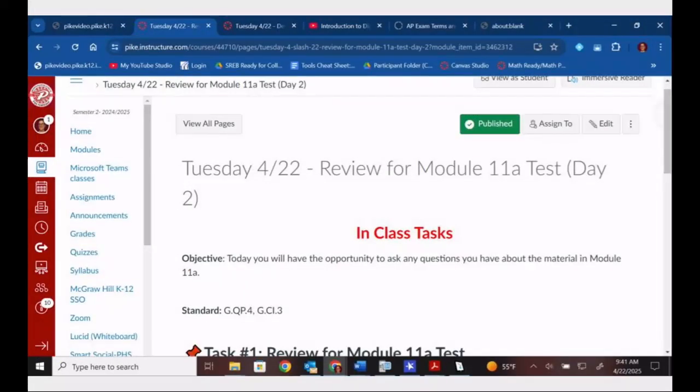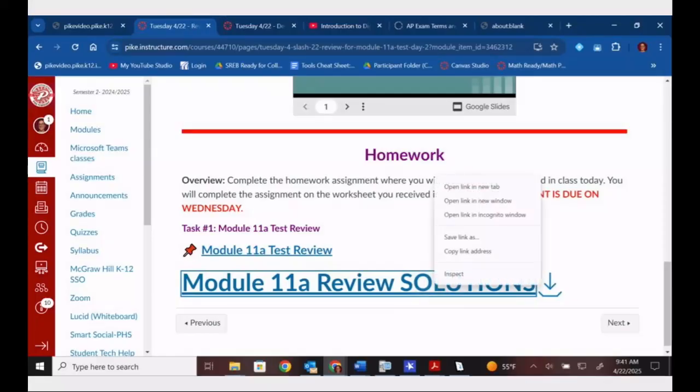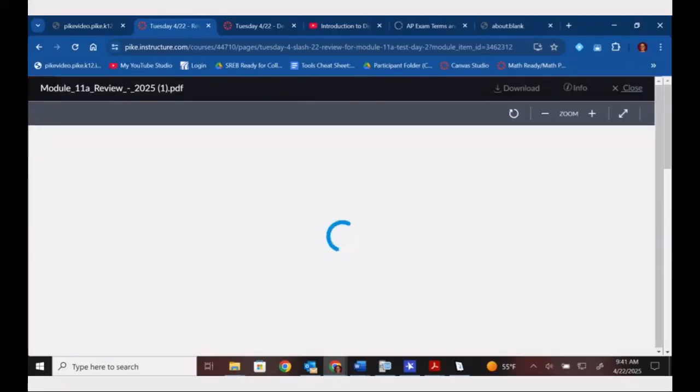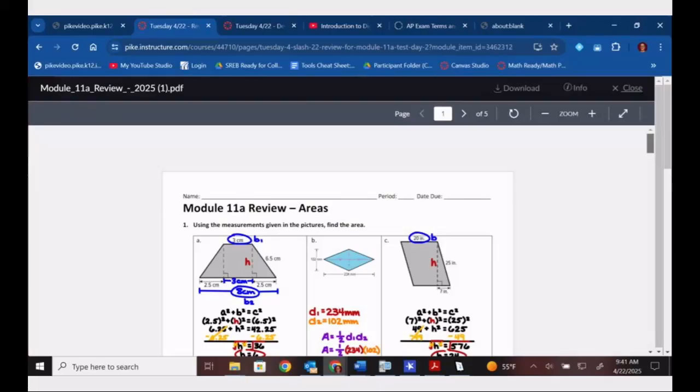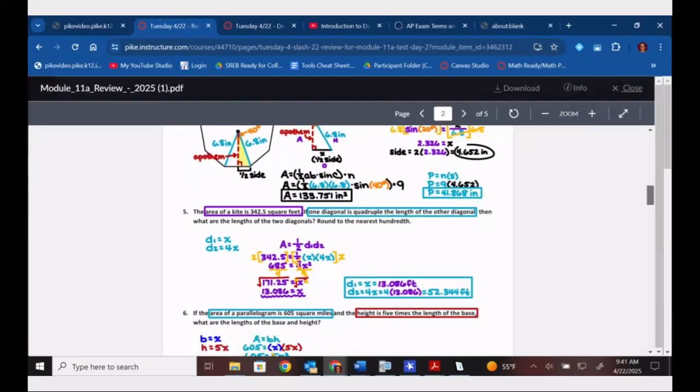On today's Canvas page, if you look at Tuesday 422 and you scroll all the way to the very, very, very bottom, this is where the Module 11A Review Solutions can be found. If you click on this, it will open up a PDF that has all of my work for all of the problems on there.